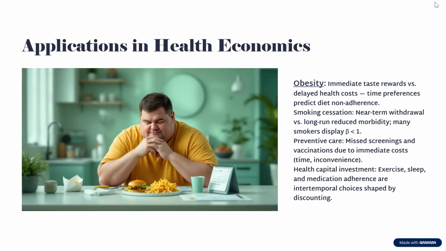Second is obesity. When faced with the chocolate cake, the beta parameter takes over, and the long term, delta, health is ignored in favor of the immediate sugar spike. Immediate taste rewards versus the delayed health cost. Time preference predicts diet non adherence.